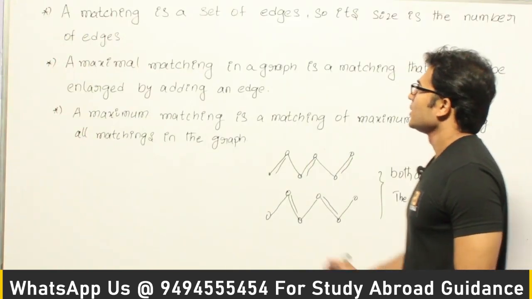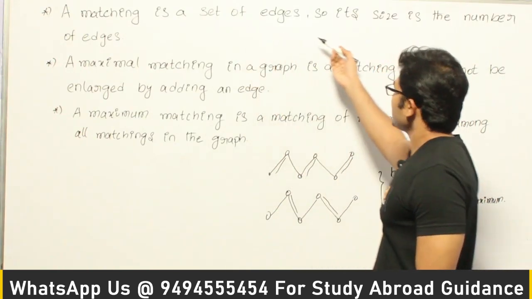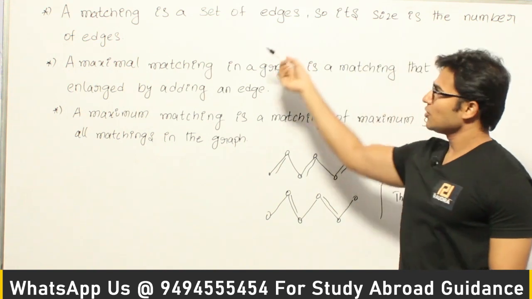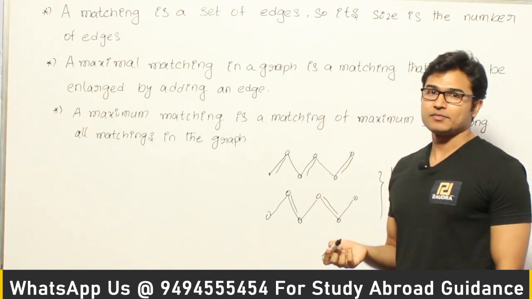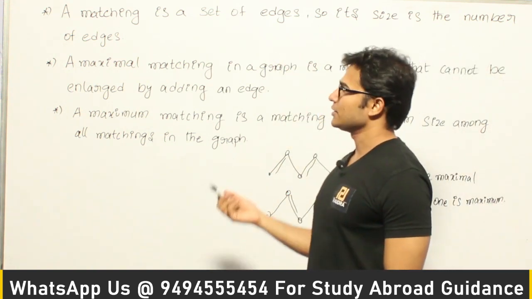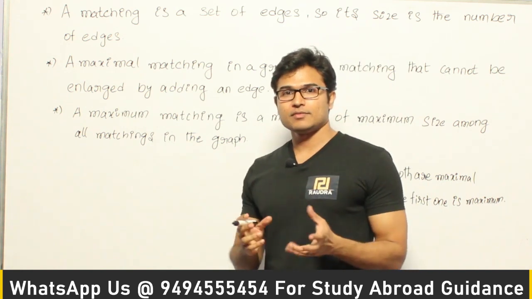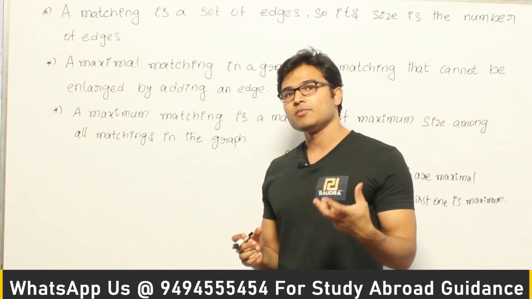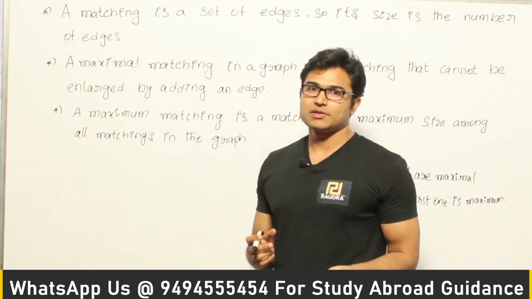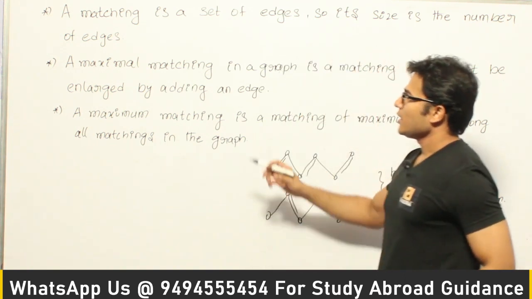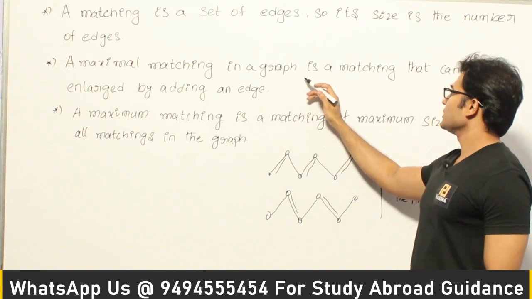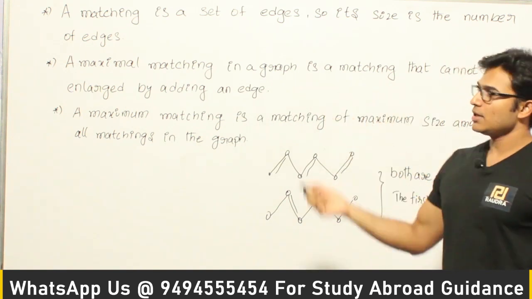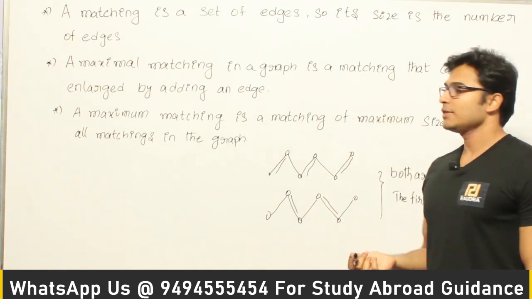Now let's see this. A matching is a set of edges, so its size is equal to the number of edges in the matching, right? So what does it mean? Once you form a matching, you count the number of edges which are present in the matching. That is nothing but the size of the matching. Okay. Now, a maximal matching in a graph is a matching that cannot be enlarged by adding an edge.